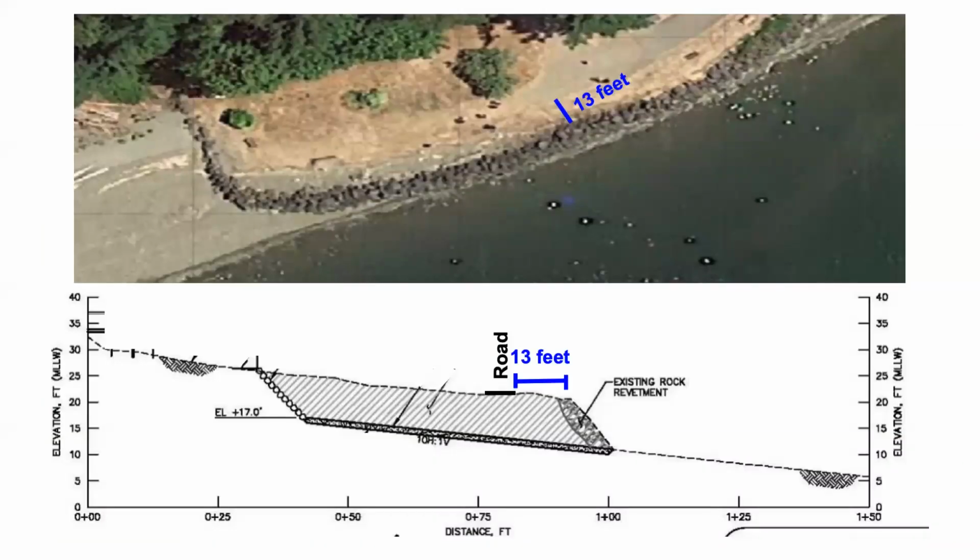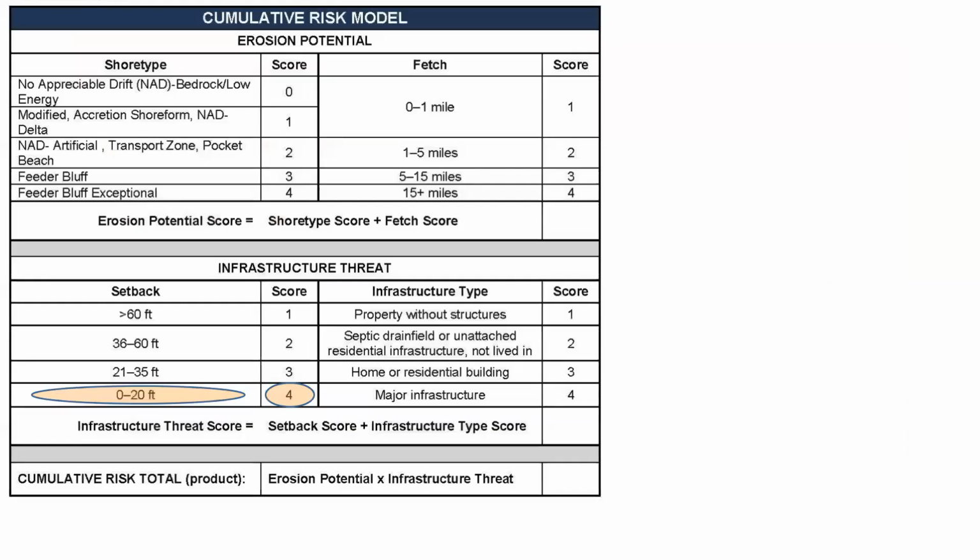And then the next category we take a look at is the setback of the structure. We'll call the road our structure here, and it's about 13 feet from the top of the shore armor to the shoreward edge of that road. Based off of that measured setback, we get the appropriate distance range. We see that that is the smallest category, which gives us a result of a 4, the highest score for the setback.